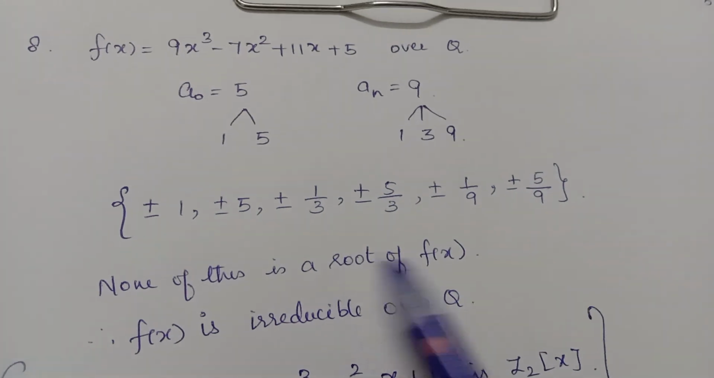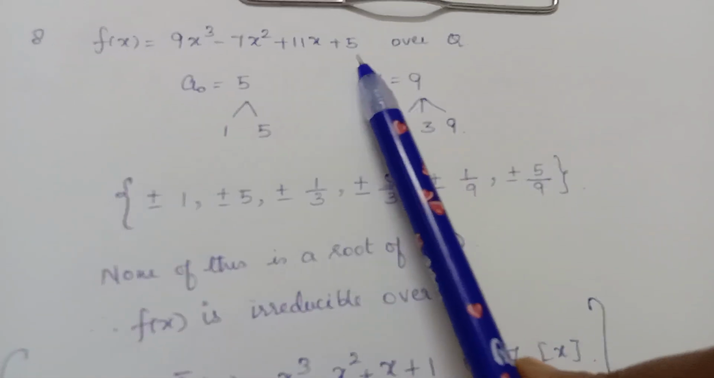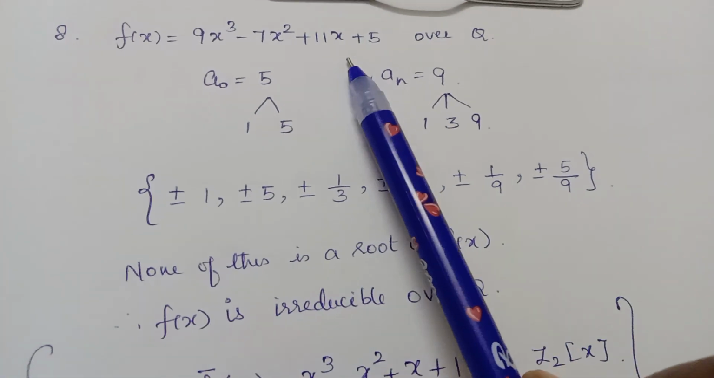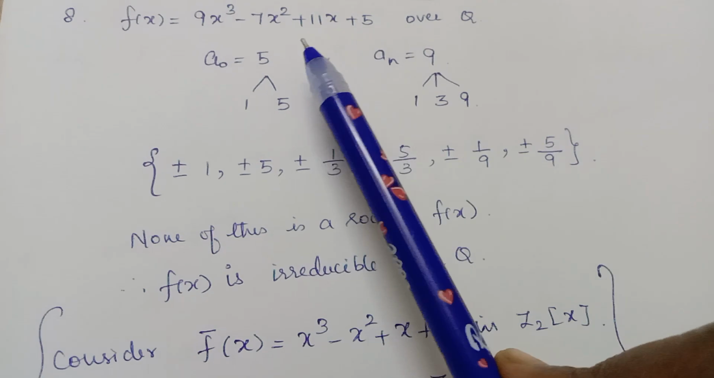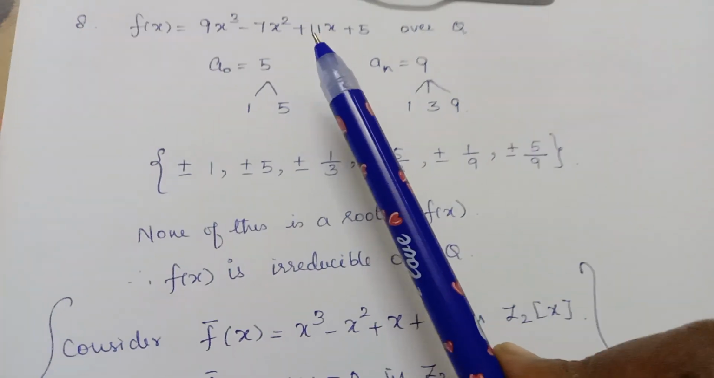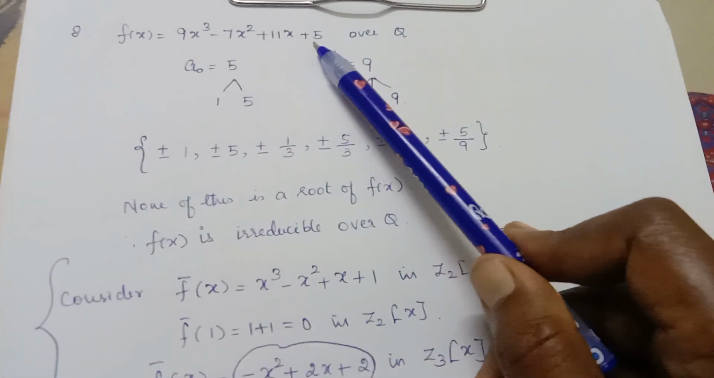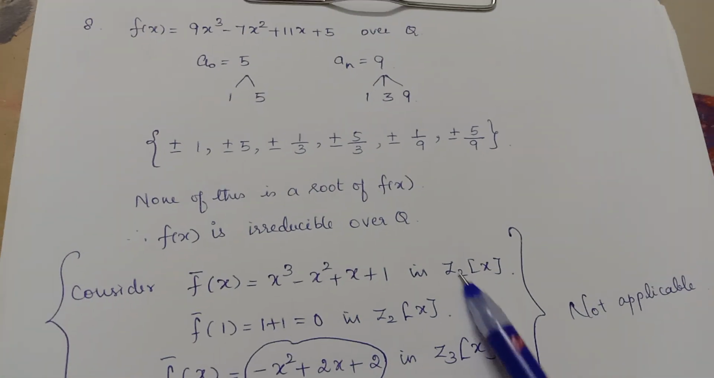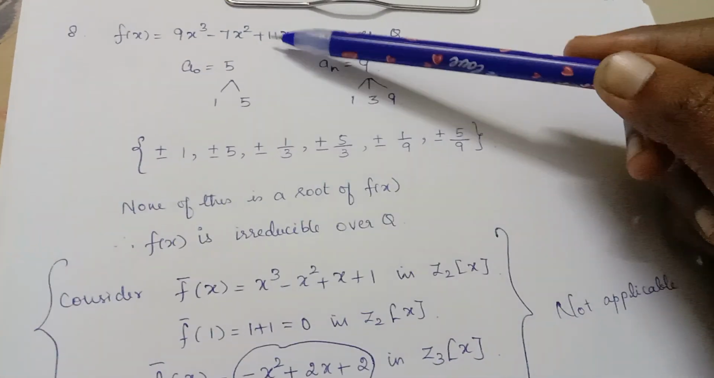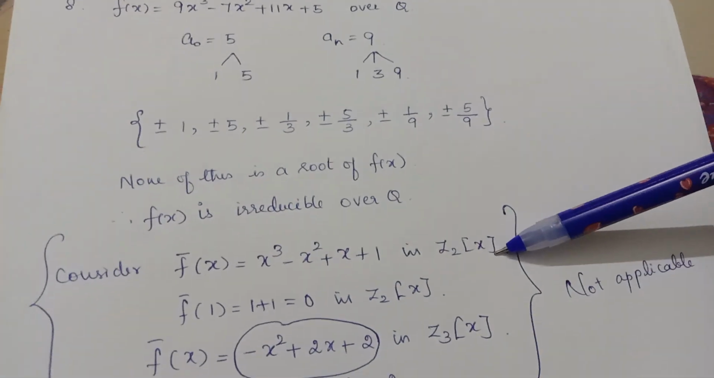Okay, let's see one more problem. f of x equal to 9x cube minus 7x square plus 11x plus 5. Here also I can't use Eisenstein's criterion, right? I am not going to use the method which I have used for the previous problem. I will tell you why it is not applicable. Let me come to this directly. Suppose I write f bar in Z2, how will the polynomial get reduced? This will be 1x cube minus 1x square plus 1x plus 1 in Z2 of x.